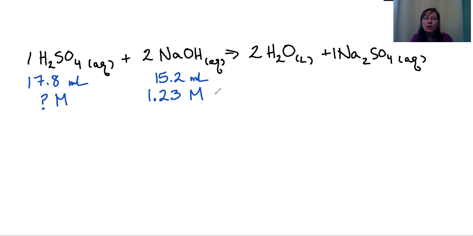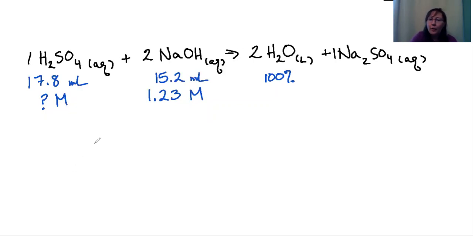So what we're looking at here is we take 17.8 milliliters of H2SO4 and 15.2 milliliters of our 1.23 molar sodium hydroxide, and then we get 100% water out of the deal. All of our H2SO4 and all of our sodium hydroxide is neutralized. And so we want to know, what was the concentration of that sample of H2SO4?